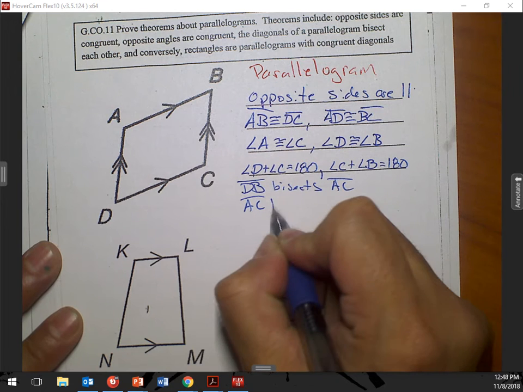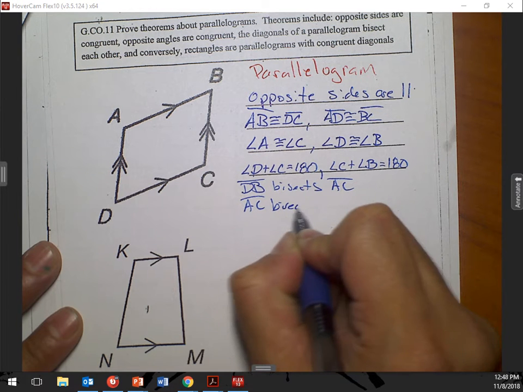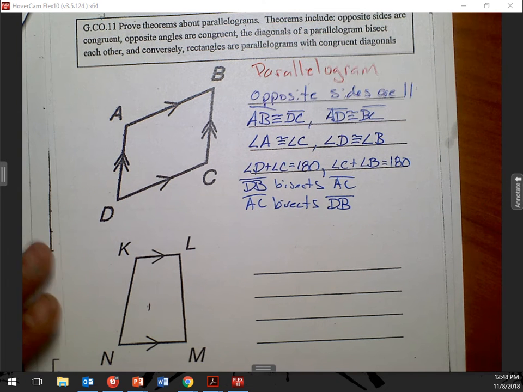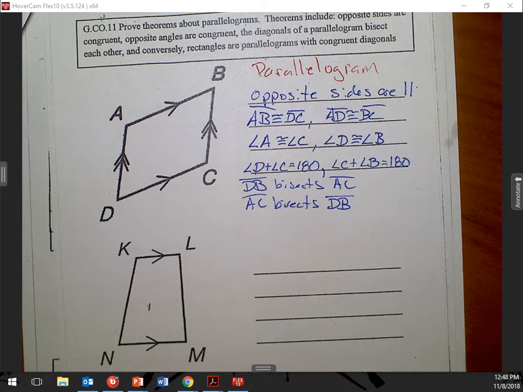AC bisects. I have a question. Yes. Can I put that little signal? What signal? The T? The T is perpendicular. That doesn't mean bisect. Okay, so there's all that.